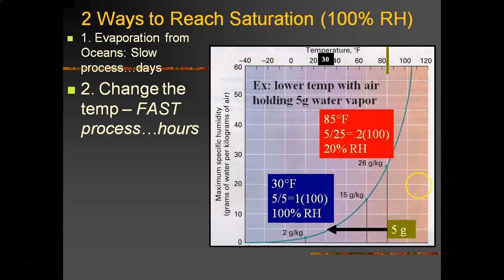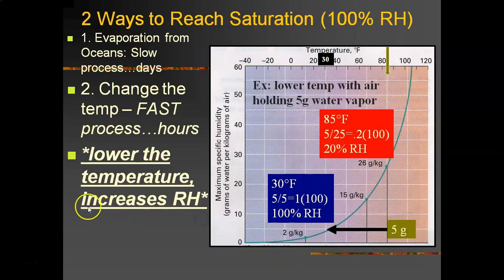Now, specifically, this is probably the most important statement that I'm going to say for this entire section of 4 lectures on the moisture precipitation process. This is it. This is what you've got to get straight in your head. You lower the temperature and you increase the relative humidity. And that's what we're concerned with.